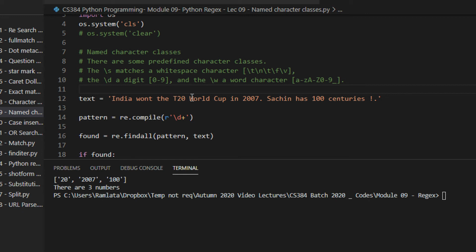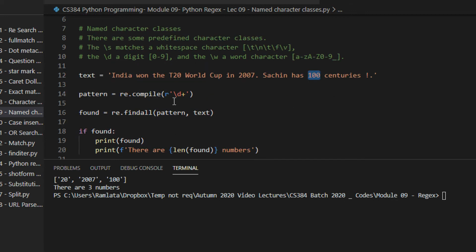So in this case, let us see, we have a text: India won the World T20 World Cup in 2007 and Sachin has 100 centuries. If you can see, I have three numbers here: T20 has a number 20, then 2007 and 100. If I want to extract all the digits out of this, you can specify the raw pattern \d+. Now what does plus mean? You have seen star means 0 to infinity, question mark means 0 or 1, plus means 1 or more, right? So it does not include 0, so 1 or more characters.